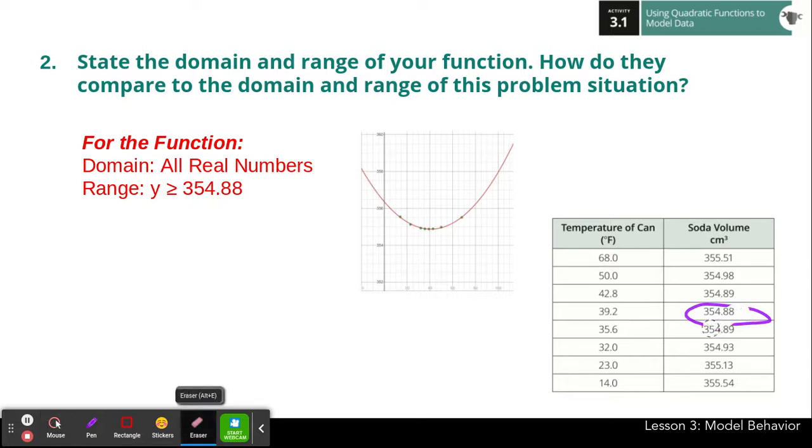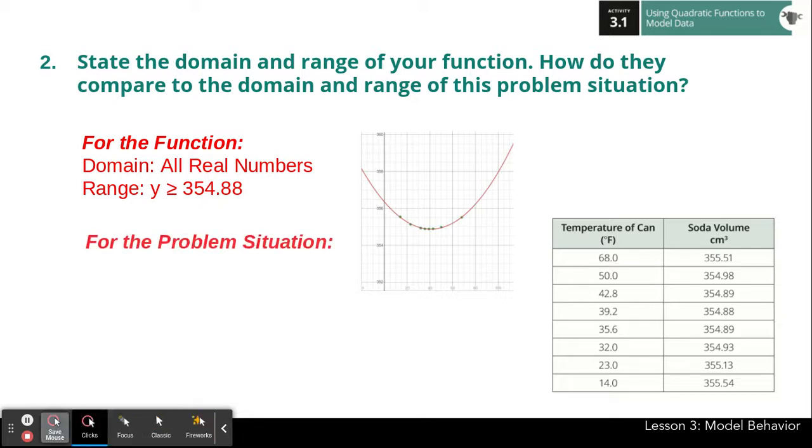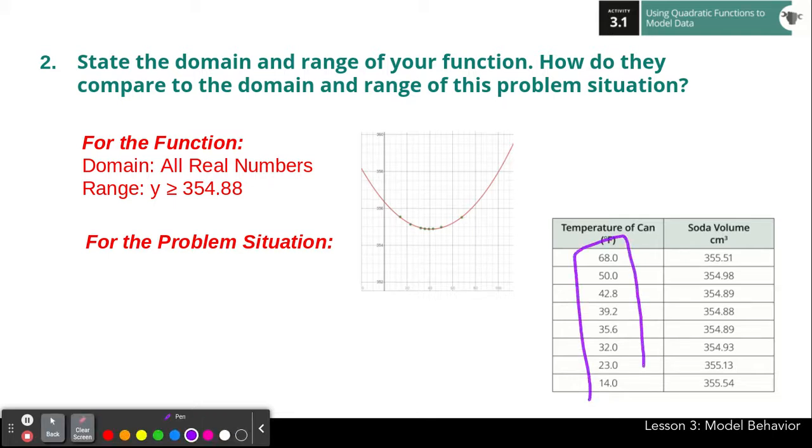Now we're going to talk about the domain and range of the story problem. The domain is all of your x values. So all of your x values that make up the graph would be right here. So that means my domain is everything greater than or equal to 14, but less than or equal to 68. So it's everything in between those two, including those two.